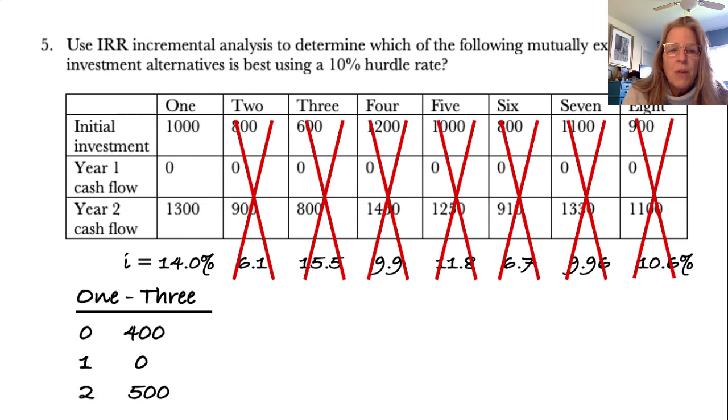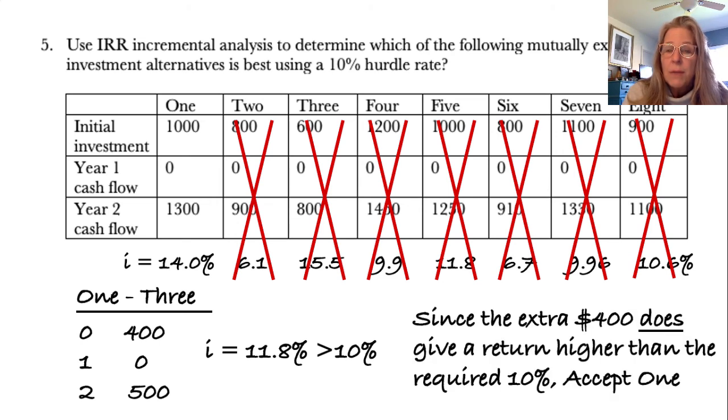So project number 1 to 3, I'm going to take the difference of $400, and then the return in year 2 of $500, which is an internal rate of return of 11.5%. This is greater than 10%. So since the extra $400 does give a return higher than 10%, I accept 1. So my answer for this problem is I'm going to go with project number 1.